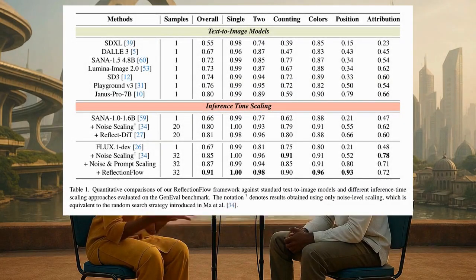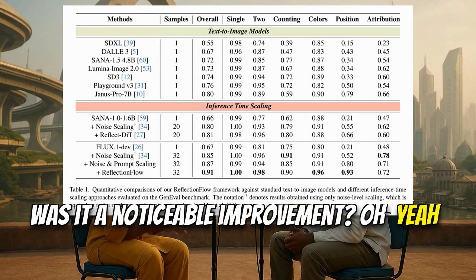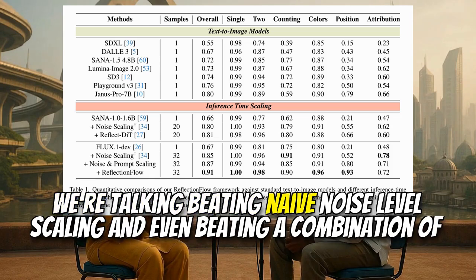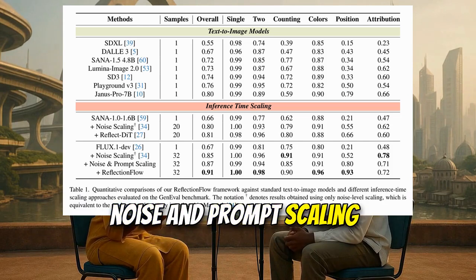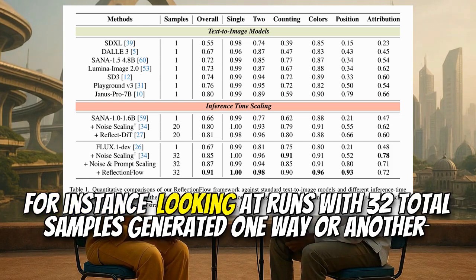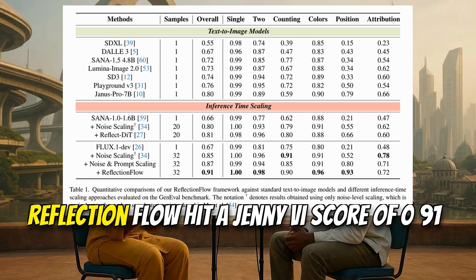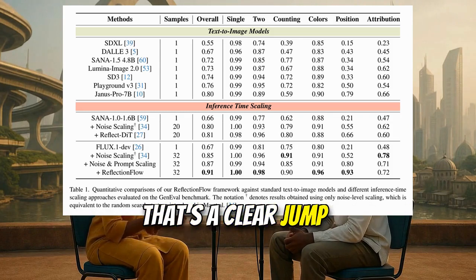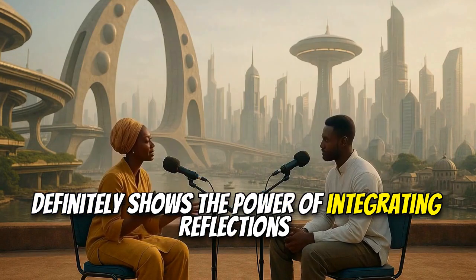And the key finding, was it a noticeable improvement? Oh yeah, quite stark. ReflectionFlow significantly outperformed simpler methods. We're talking beating naive noise level scaling, and even beating a combination of noise and prompt scaling. For instance, looking at runs with 32 total samples generated one way or another, ReflectionFlow hit a GenEval score of 0.91. Noise scaling alone only got 0.85. Okay, that's a clear jump. Definitely shows the power of integrating reflection.